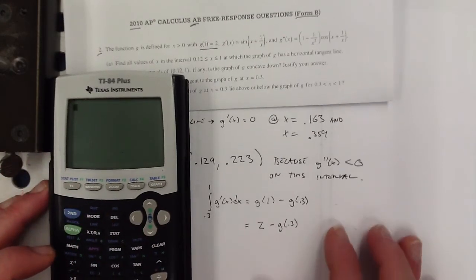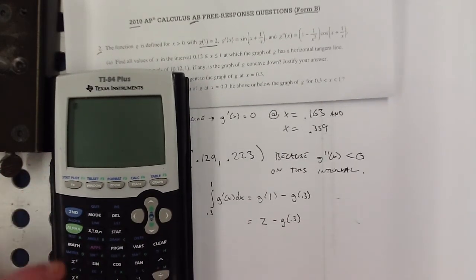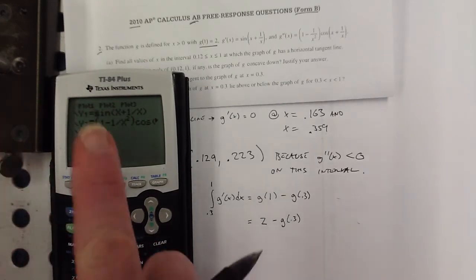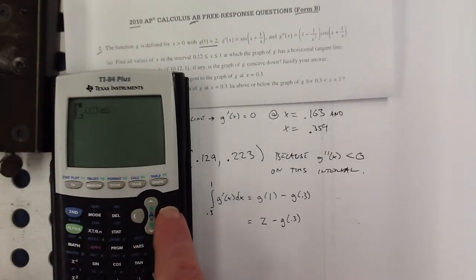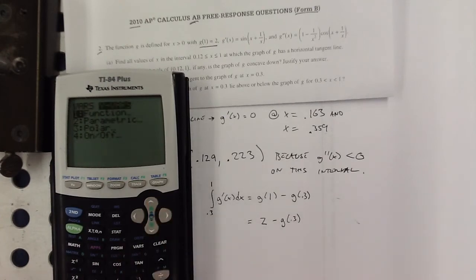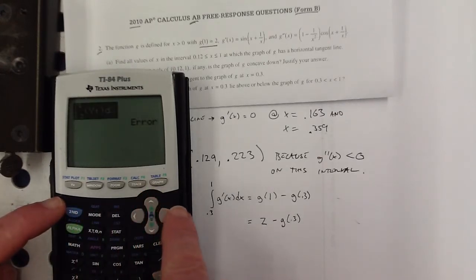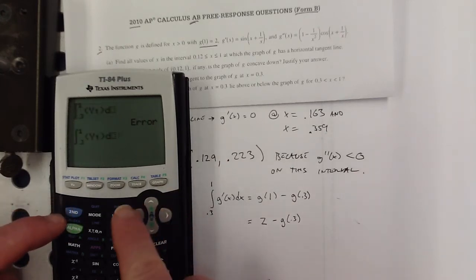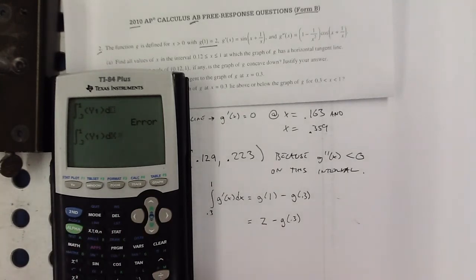I'm just going to do it back on the home screen. I'm going to do the Math 9 integral from 0.3 to 1 of, I can type in the g prime if I want to, but as it happens, it's right there in y1, so if I wanted to, I could go to my variables menu, and I could go over to y values, and I can just put y1 there. And my x there. Okay, so that's that.